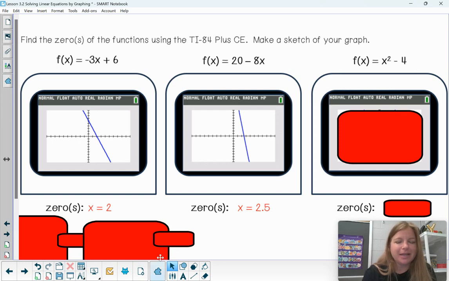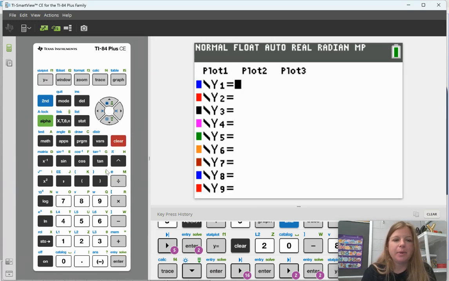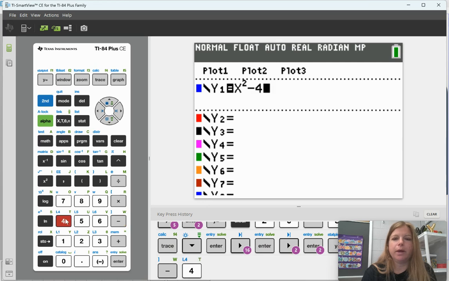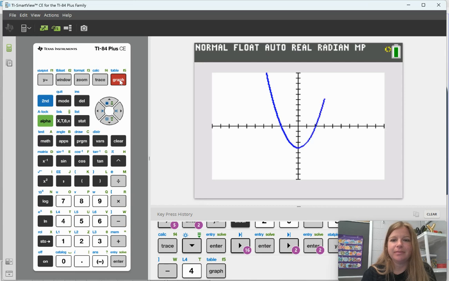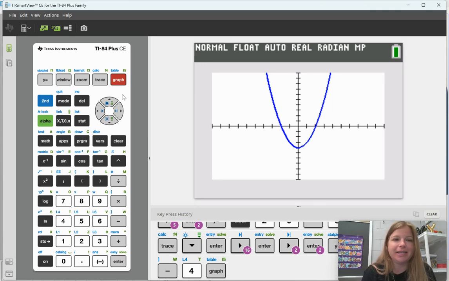Now, the last one, we did not solve this one manually, so we're going to let the calculator show us exactly what it looks like. So I'm going to go back to y equals. I'm going to type in x squared minus 4, and press graph. What's different about this one? How many times does this graph cross the x-axis? It actually crosses it twice. So I can see that my intercepts are at -2 and +2. So that's what I think my zeros are going to be, but we can use the calculator to check.